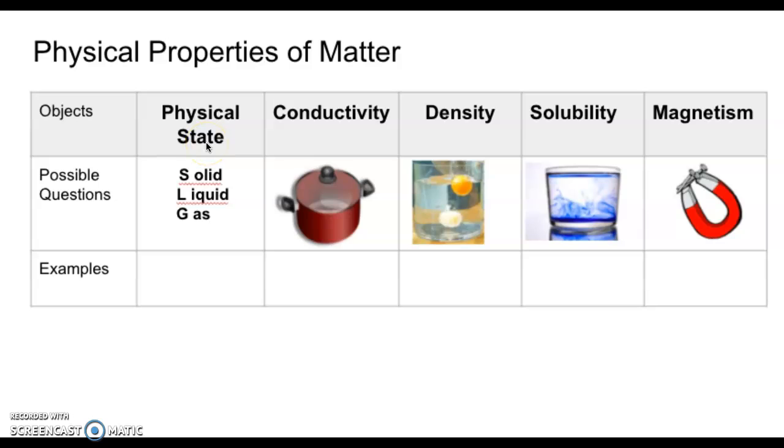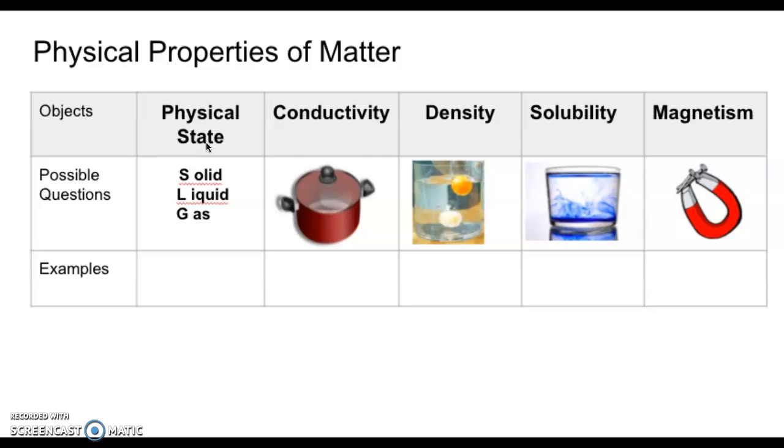When you think about physical state, what I want you to know is, well, what are the physical states of matter? That's pretty easy. Matter can be presented as a solid, liquid, or a gas. Okay, so at this point, this is the basic information for physical state. Conductivity. Yeah, what do we know about conductivity?